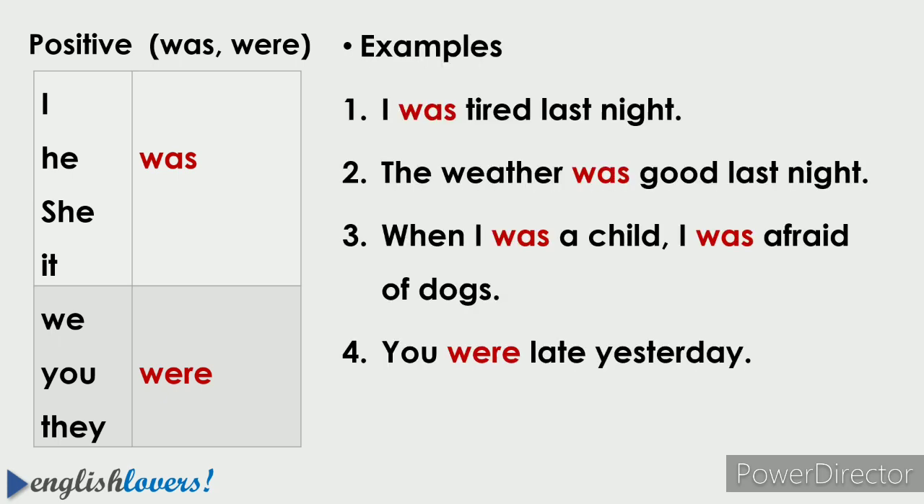Now see some examples. I was tired last night. So here, I was. The weather was good last night. Again the weather is singular, so was is used. When I was a child, I was afraid of dogs. Here again, I was and I was. You were late yesterday. Here you is plural. You were, so were is used.